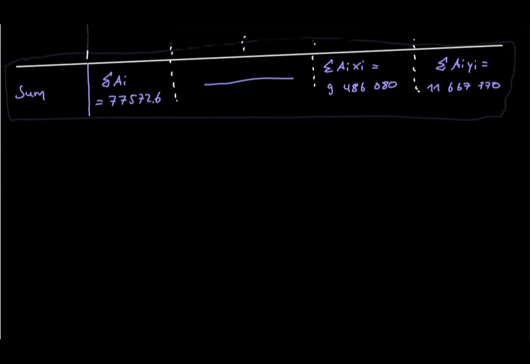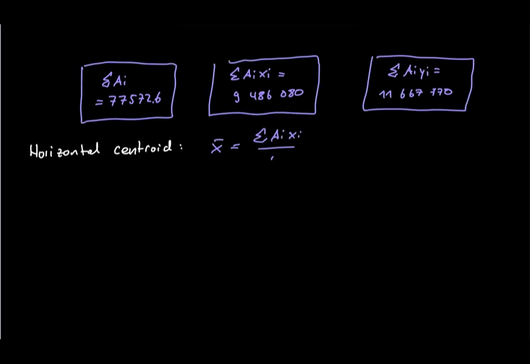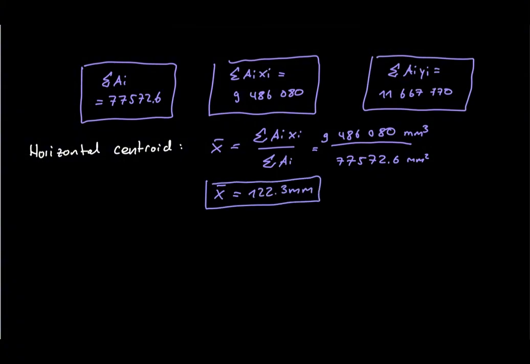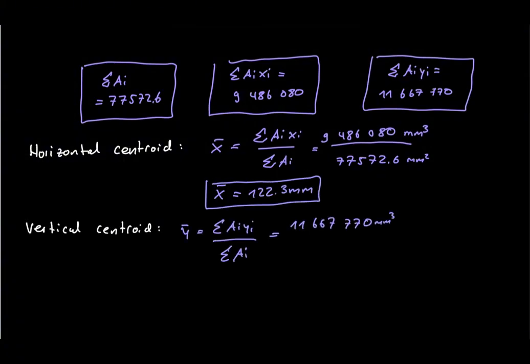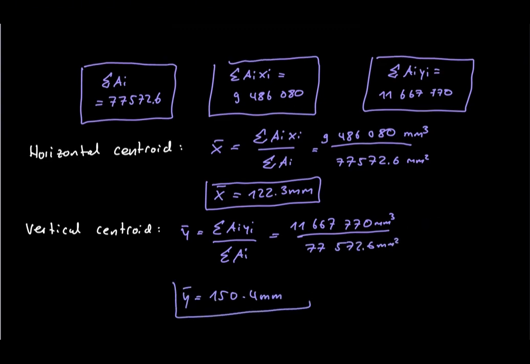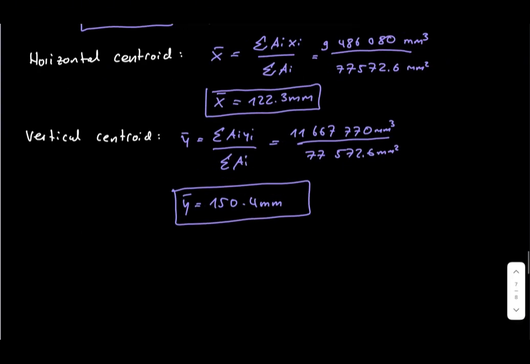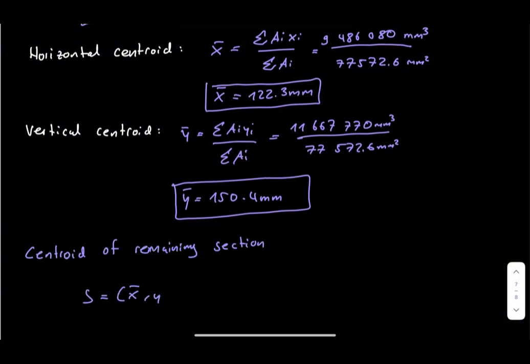Next, we calculate the horizontal centroid. It gives a horizontal centroid coordinate of approximately 122.3 millimeters. We repeat the same process in the vertical direction. The resulting vertical centroid coordinate is approximately 150.4 millimeters. So the centroid of the remaining cross-section is located approximately 122.3 millimeters from the left edge and 150.4 millimeters above the bottom.